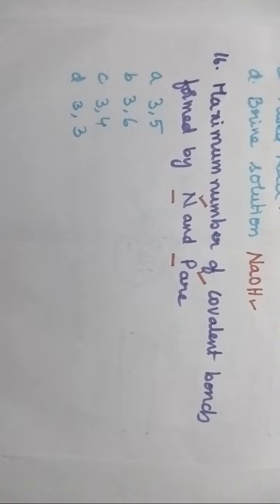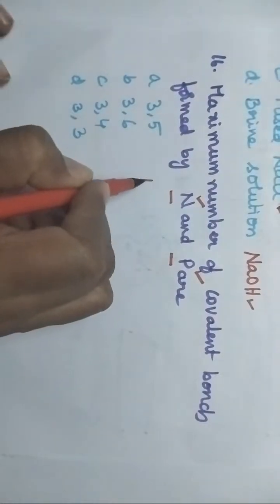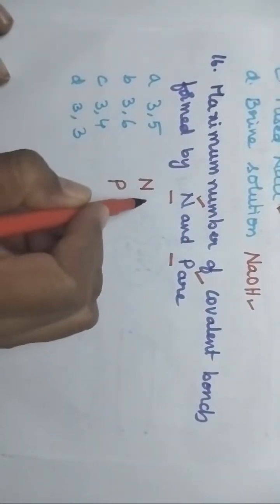Here you have to write the configuration, then you will get the answer. Option D is not the right option. So, to have a clear idea about the number of covalent bonds formed by nitrogen and phosphorus, at once you have to write the configuration.